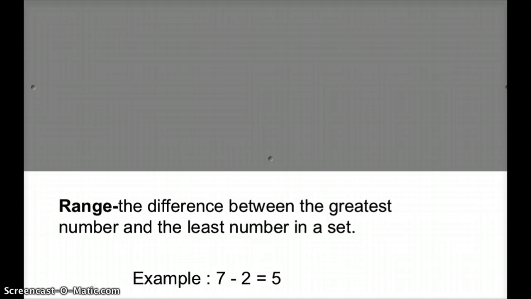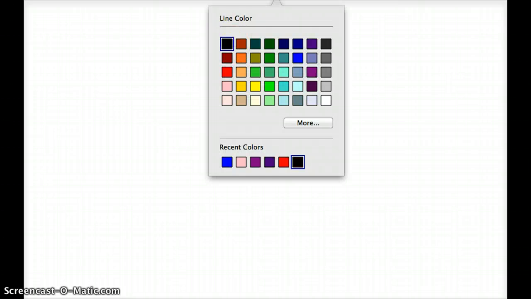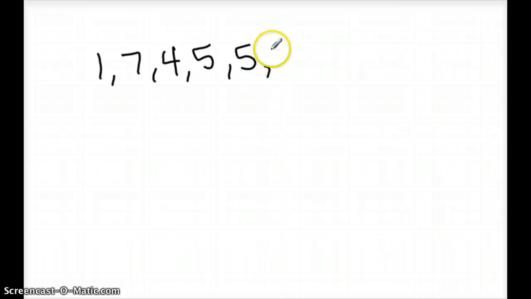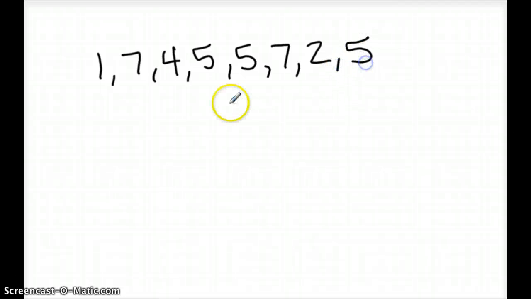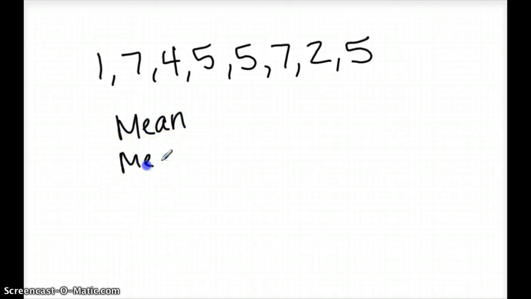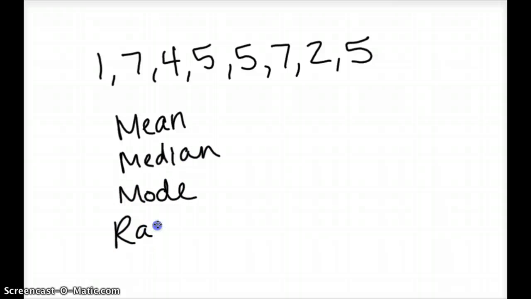All right, let's look at a few examples. So if I had the numbers 1, 7, 4, 5, 5, 7, 2, 5. Okay, this is my set of data. And I wanted to find the mean, median, mode, and now we have a new word called range.